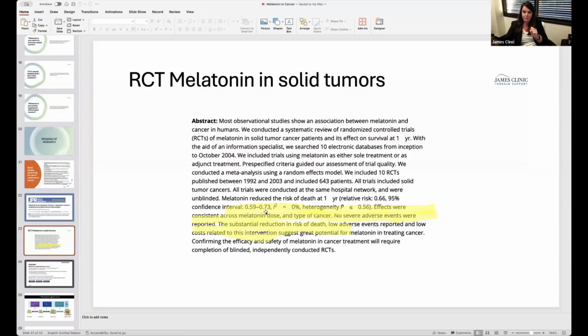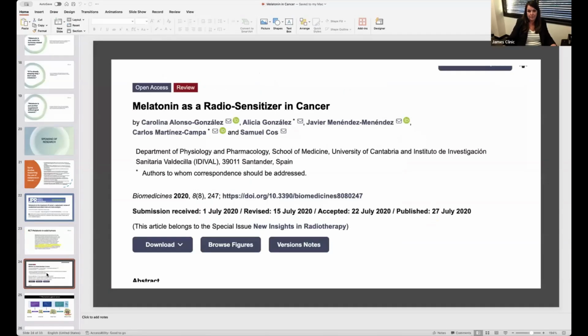60 to 70%. So no severe adverse effects were noticed. And yeah, that's pretty overwhelming to me that a supplement has better efficacy than a lot of the FDA approved treatments that are coming out now. And it's a relative risk of 0.66. So it's actually a death reduction of about 30%. I misspoke a minute ago. But relative risk 0.6 to 0.7. So 30 to 35% lower risk of death at 1 year.